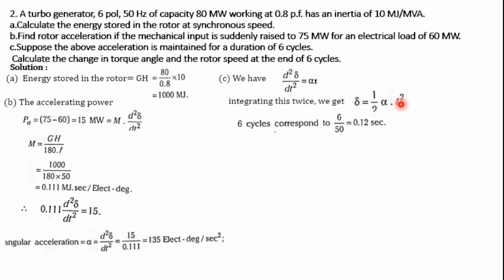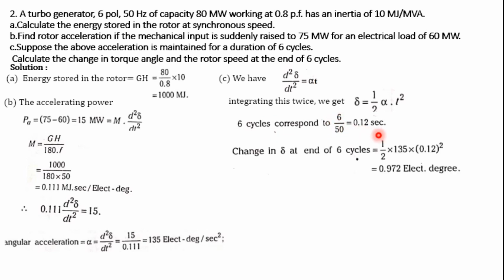Corresponding to 6 cycles, considering a 50 hertz cycle, 6 out of 50 gives 0.12 second. So the change in delta at the end of the 6th cycle is, substituting into delta equal to half alpha into t square, with alpha value 135 and t value 0.12. After substitution, we'll get 0.97 electrical degrees.